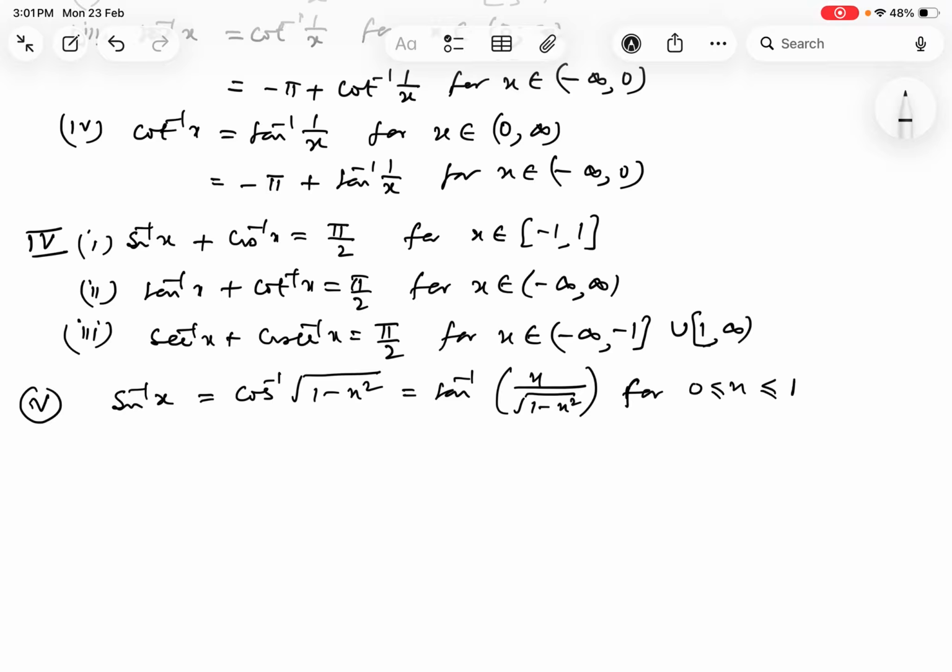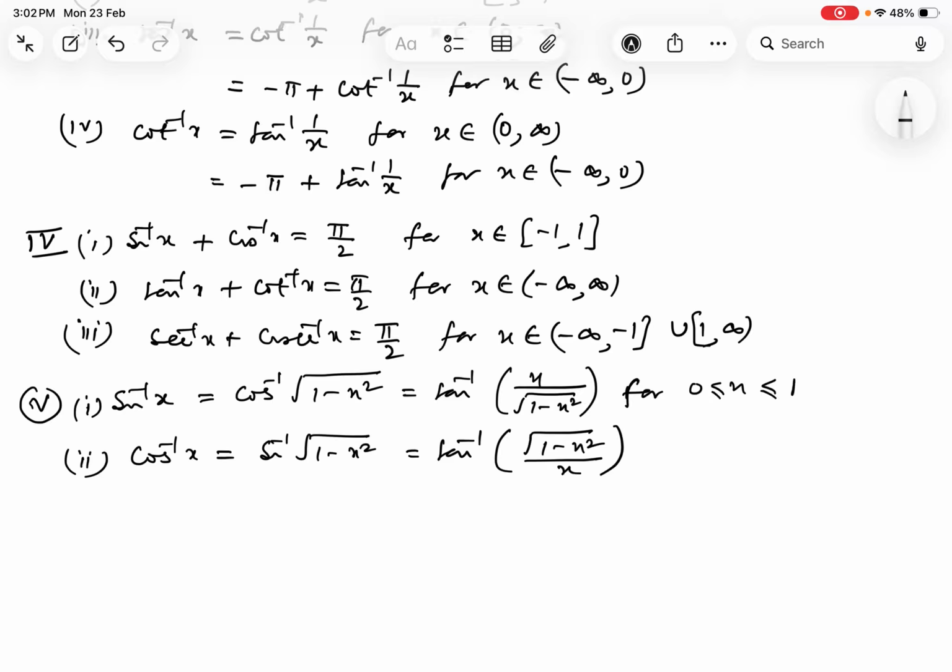X lies between 0 and 1. In this second result, cos inverse x is always equal to sine inverse of root of 1 minus x square. It is equal to tan inverse of root of 1 minus x square by x, for x lying between 0 and 1.